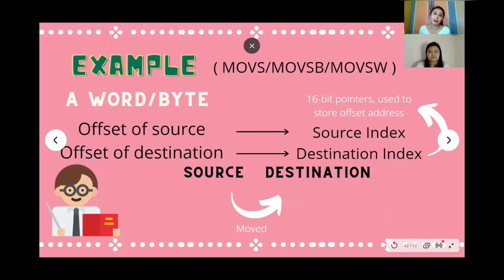So to give an example, this is for when a word or byte is processed by the string. The offset source and the destination source have 16-bit pointers. The 16-bit pointer of the offset source is the source index, and the 16-bit pointer of the offset of destination is the destination index. They are used to store offset addresses. So you can see that the source is simply moved to the destination.